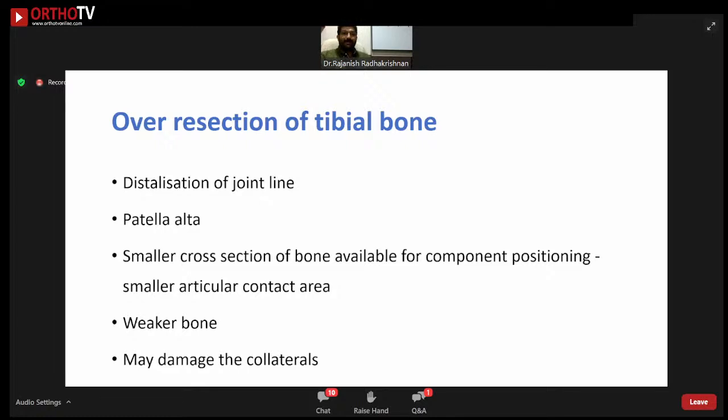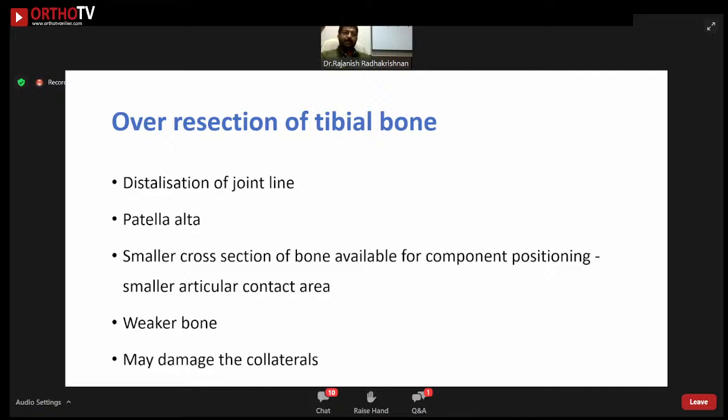So you have to adjust that cut with the femur. There's a chance that you can go for a distalization of the joint line. Then only a smaller cross-section of bone will be available for component positioning. As the tibia's cross-section is like a cone, as you go further down, a smaller articular contact area will be there.